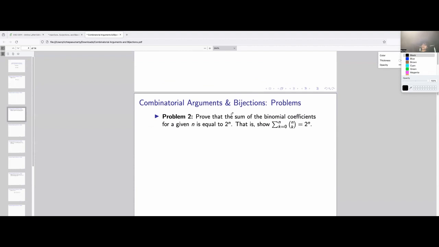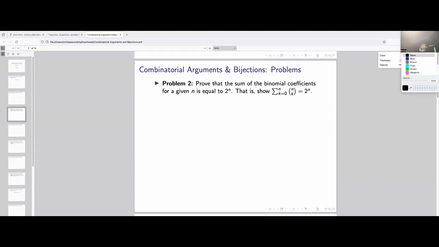Okay, so now here's another question. Prove the sum of the binomial coefficients for a given n is equal to 2 to the power of n. So basically show that the sum from k equals 0 to n of n choose k is equal to 2 to the n. Let's write this out, the sum. It's n choose 0 plus n choose 1 all the way until n choose n, and apparently this is equal to 2 to the power of n.